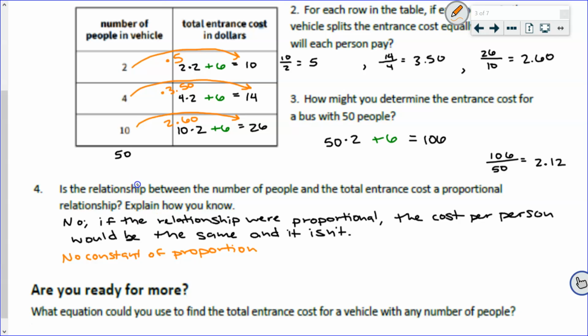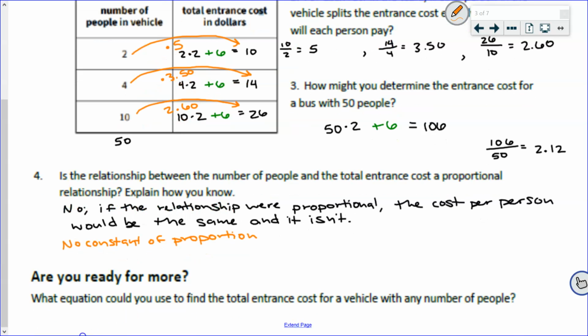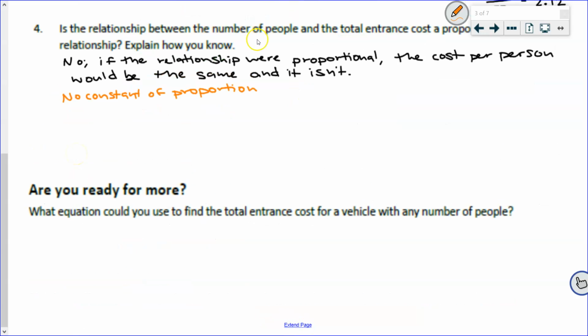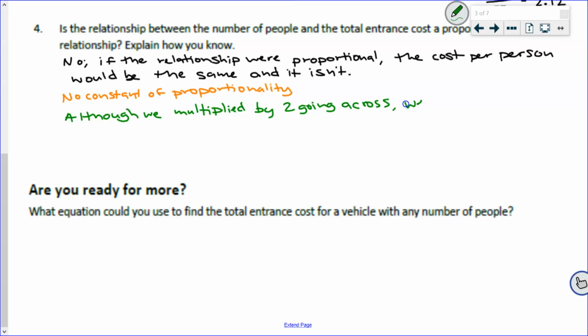And I know you guys, it's tight. You don't have a ton of space there. I do, so I'm going to give myself some extra space because I did split these up. Because I want to write as much as I can, as many justifications as possible. No constant of proportionality. And although we multiplied by 2 going across, we also added 6, and that's where things got to be crazy.